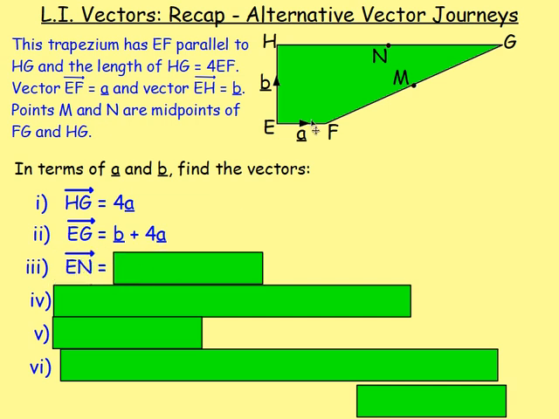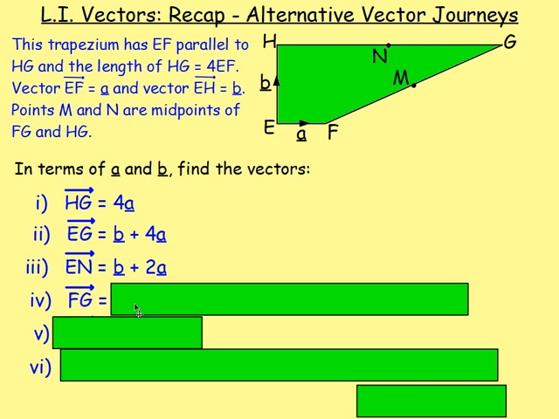To go from E to N, there's E there, there's N there. Again, you want to think, how do I get there using these lines that you know? So to go from E to N, well, you'd have to go up first of all to H, which is vector B, and then you're adding on, well, remember HG is 4 times the length of EF, but because this is the midpoint, well, that's going to be A, and then another A, so that's just 2A.